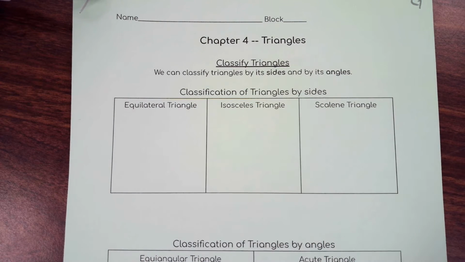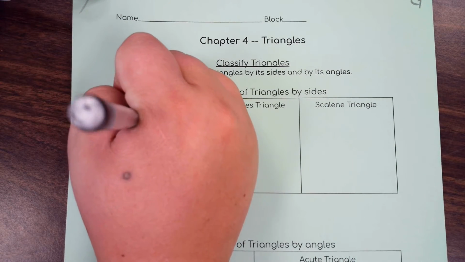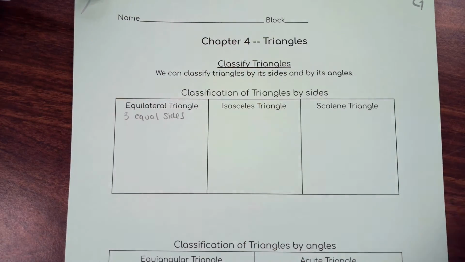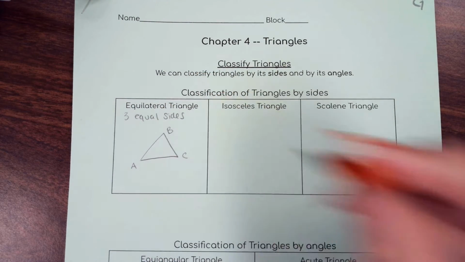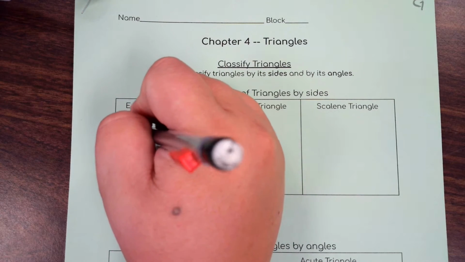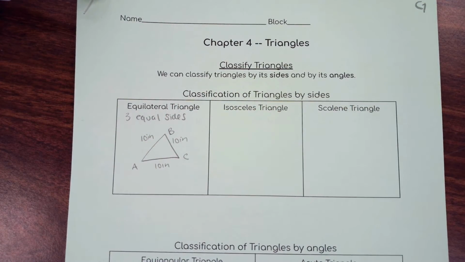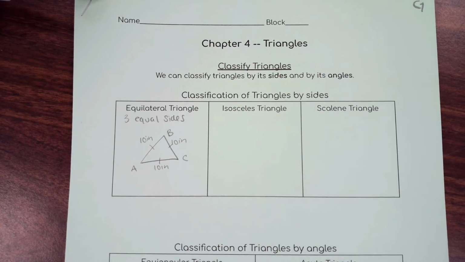Alright, so the first way we can classify triangles is by its sides. The first one we have here is equilateral. You can probably guess that means that we have 3 equal sides, right? Equilateral, equals kind of in the name there. So if I draw a picture here, we can label it A, B, C. There's 2 ways that we can know this is an equilateral triangle. I can tell you that all these sides are 10 inches, or I can put these little tick marks. So even without the 10 inches, without having a ruler, I can just put these little tick marks, and that says, hey, all of these sides are equal.